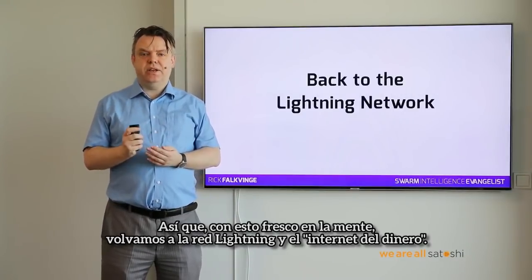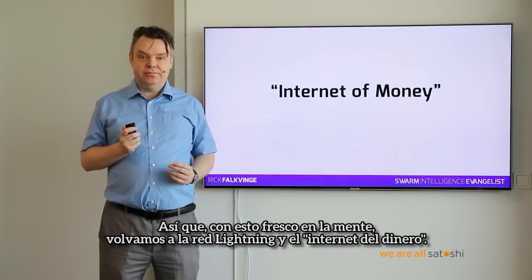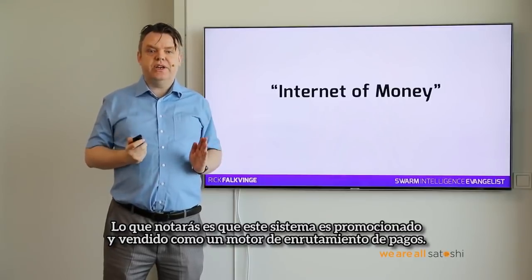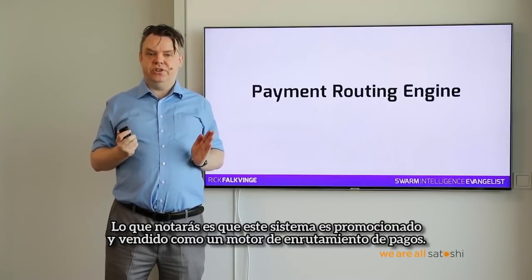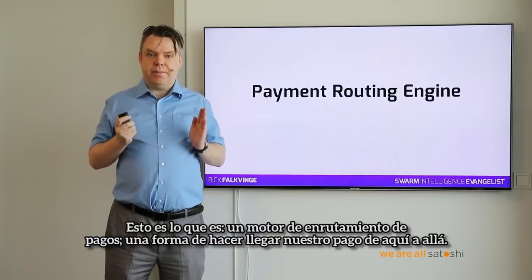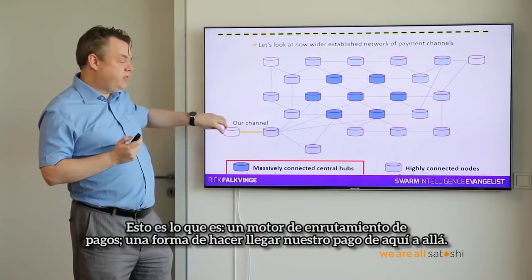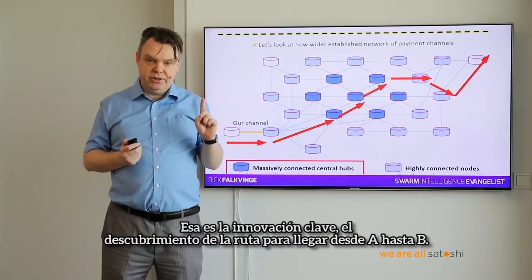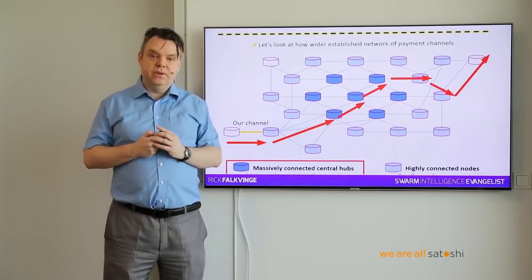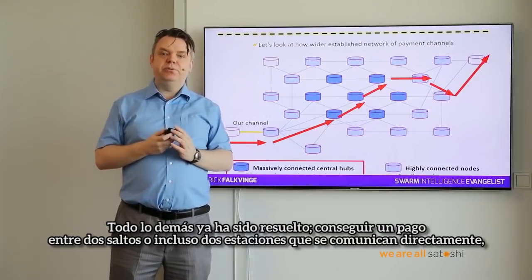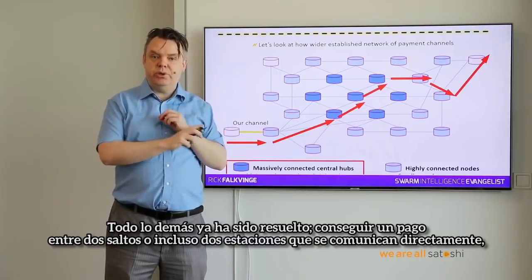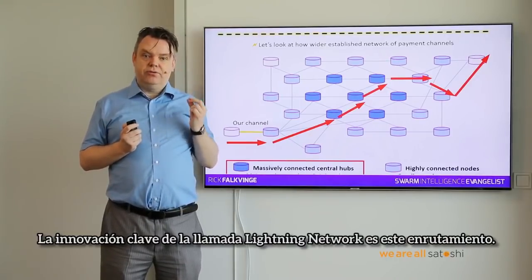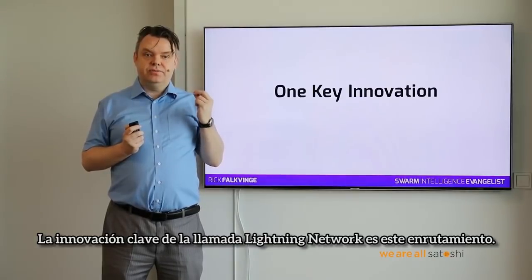So with this fresh in mind, let's go back to the Lightning Network and the Internet of Money. What you'll notice is that this is advertised, this is sold as essentially a payment routing engine. This is what it is. A payment routing engine. A way to get our payment from here to there. That is the key innovation. The path discovery of getting from A to B. Everything else has already been solved. Getting a payment between two hops or between two stations that communicate directly, that's borderline trivial. The one key innovation for the so-called Lightning Network is this routing.